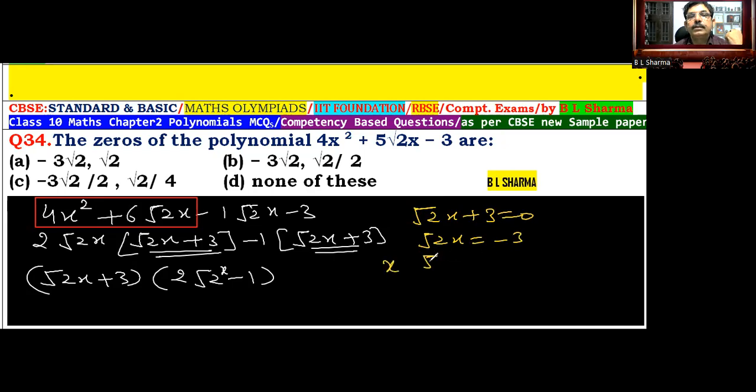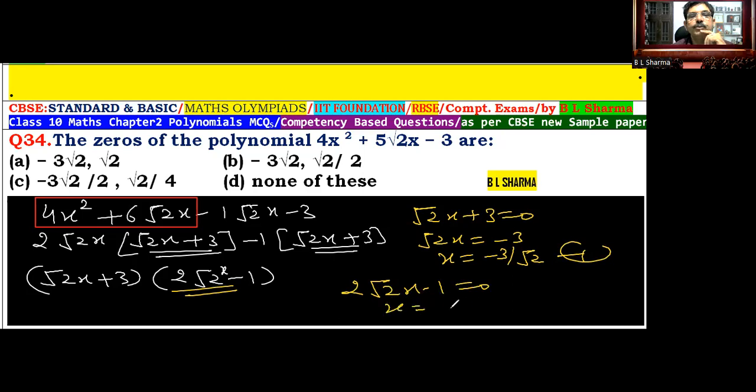X is equal to minus 3 upon square root of 2, this is one zero. And now you put the second factor equal to 0, that is 2 into root 2x minus 1 is equal to 0. So x will be 1 upon 2 root 2. So do you find any answer here?